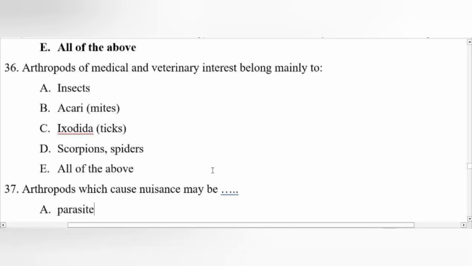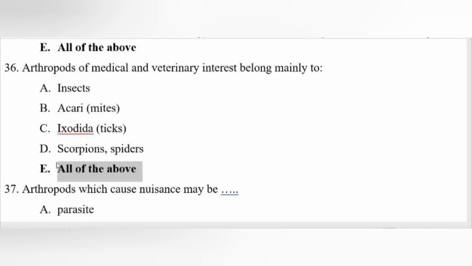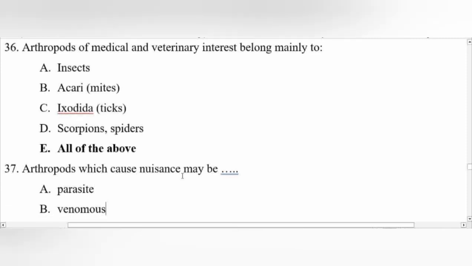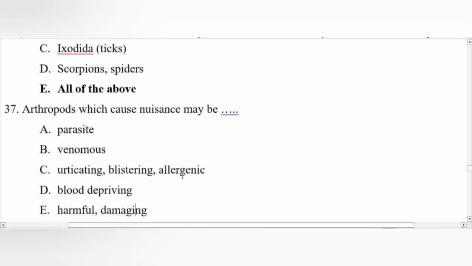Yes, this plays to what should be our answer. I think our answer should be all of the above. Arthropods of medical and veterinary interest belong to insects, Acari, Ixodida, scorpions, and spiders, all as parts. So our best answer should be all of the above.